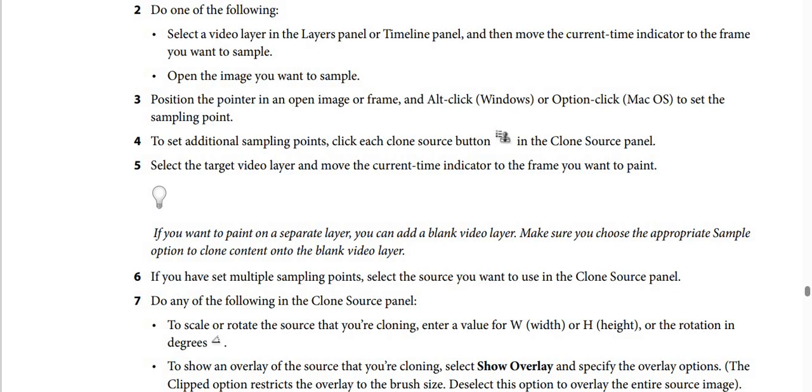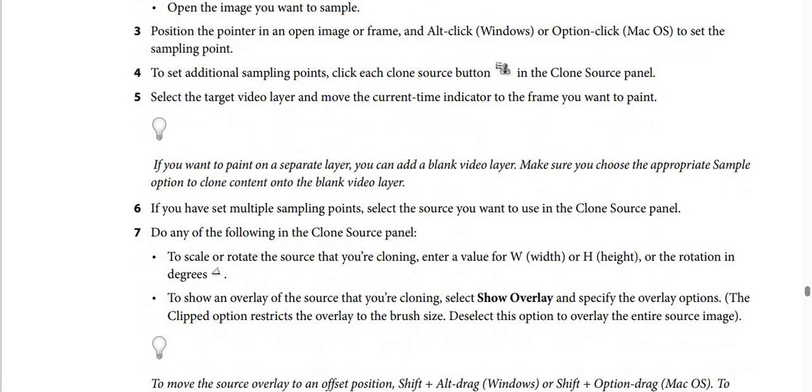Step number 6, if you have set multiple sampling points, select the source you want to use in the clone source panel. Step number 7, do any of the following in the clone source panel. To scale or rotate the source that you are cloning, enter a value for W for width, and H for height, or the rotation in degrees.